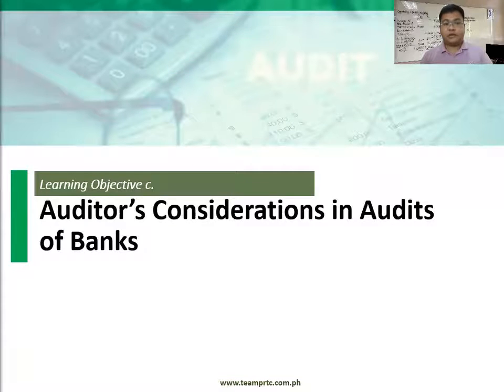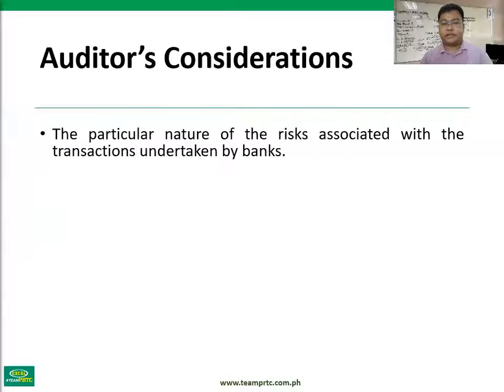Okay, now let us proceed with the next learning objective. So LO letter C, which is to identify and explain the considerations of an auditor in an audit of a bank's financial statements. Take note, guys, that there are many audit-related matters that banks share with other commercial entities. Therefore, there are many audit procedures applicable to audits of other entities that will also apply to the audit of banks. However, there are also unique risks to banking activities.